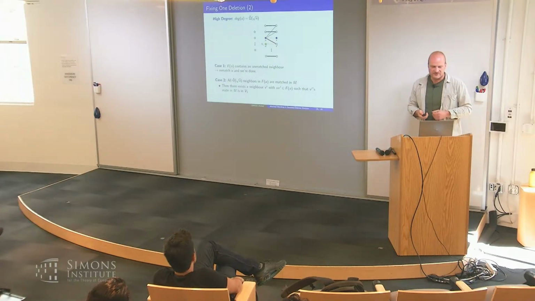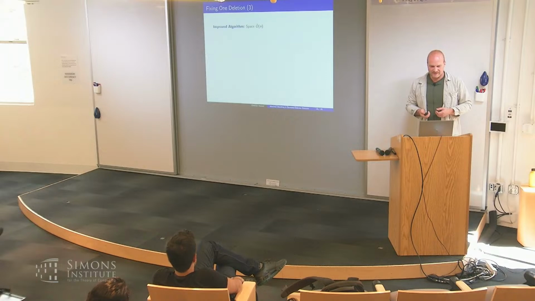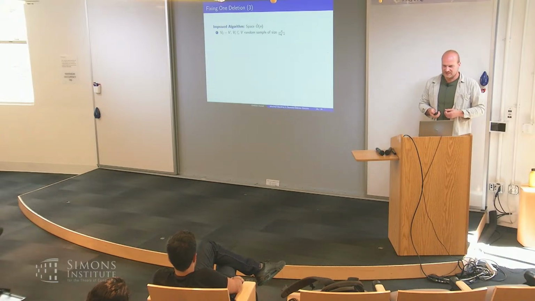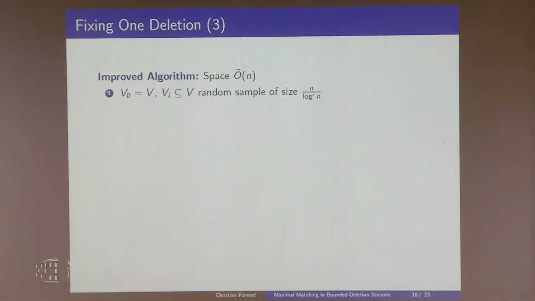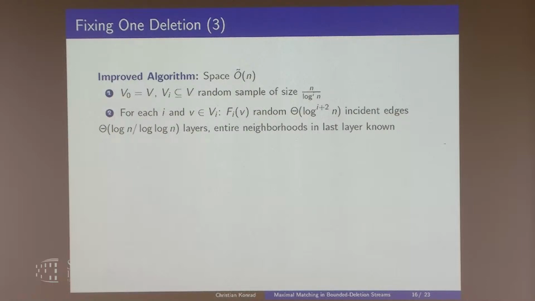Okay. Now, to bring this down to space n, what we need to do is start with V0. We say V0 is the entire vertex set, and then we go down always by a log factor. So V1 would be n over log n, V2 is n over log square n, etc. So we decrease by log factors in size. But then for each i, in Vi, we store log to the i plus 2 n incident edges. So if you go down in Vi, you store always a log factor more edges, so the sum will still be O tilde n. So you get log n over log log n layers. And in particular, we know that in the last layer, the entire neighborhood is known of the vertices. So we have this nice property that we wanted.